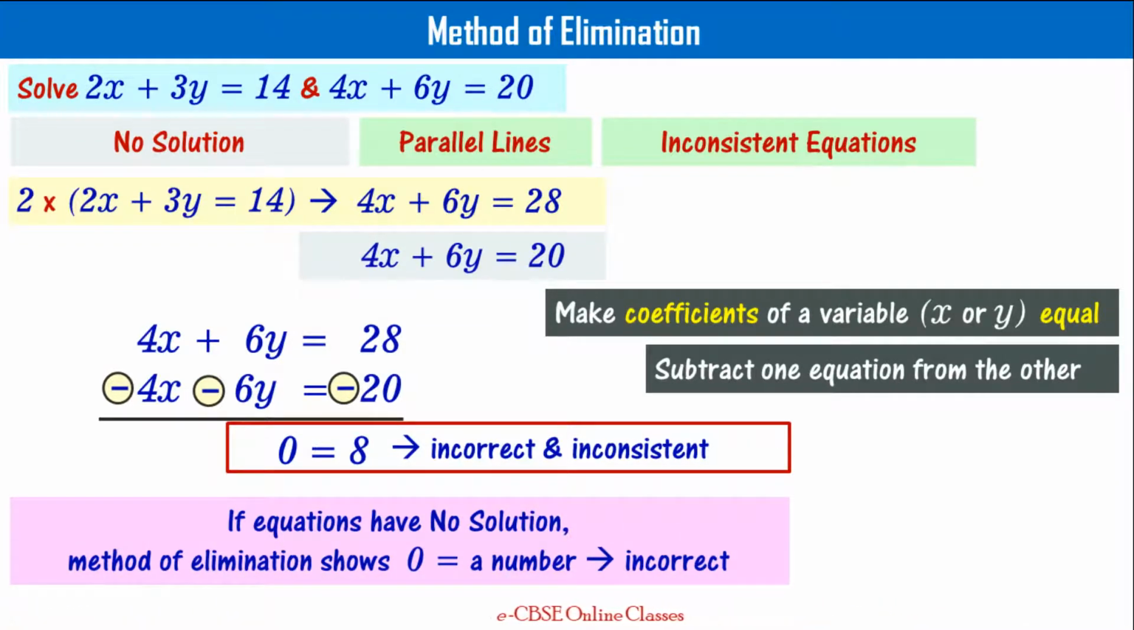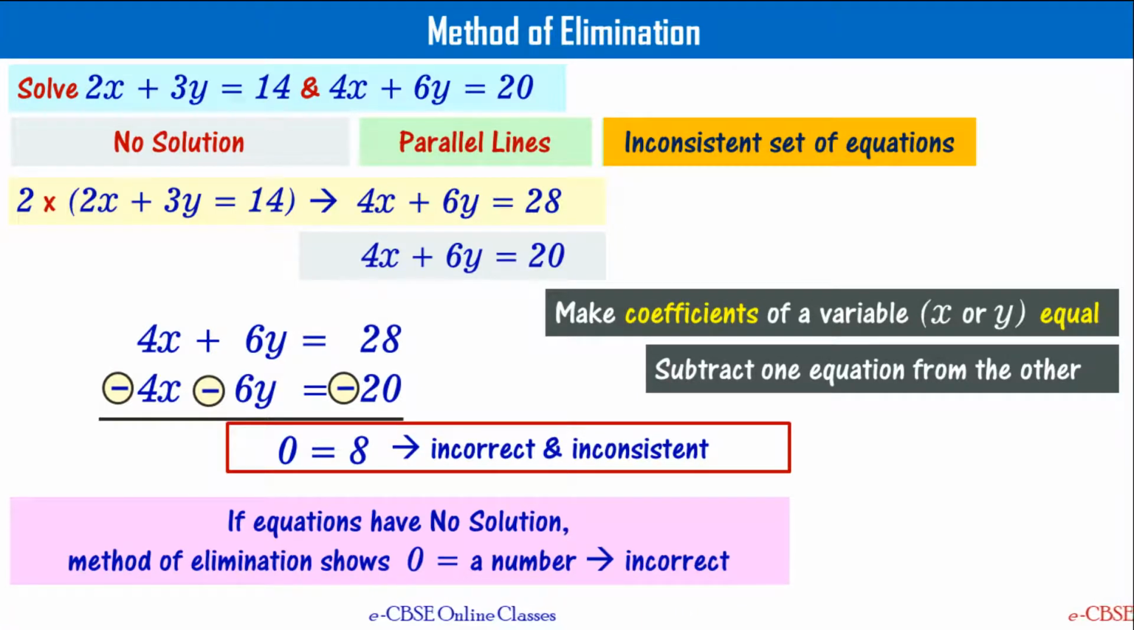If equations have no solution, then we can say that method of elimination shows 0 equal to a number which is inconsistent with our understanding of the numbers. Now, the question I have for you is, could that be the reason for us to say that this kind of linear equations are inconsistent set of linear equations?